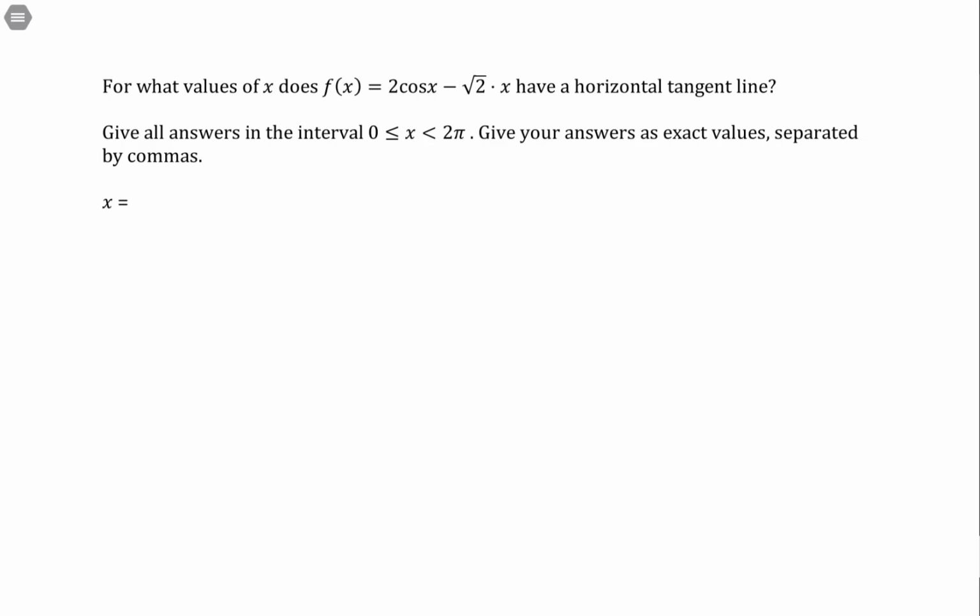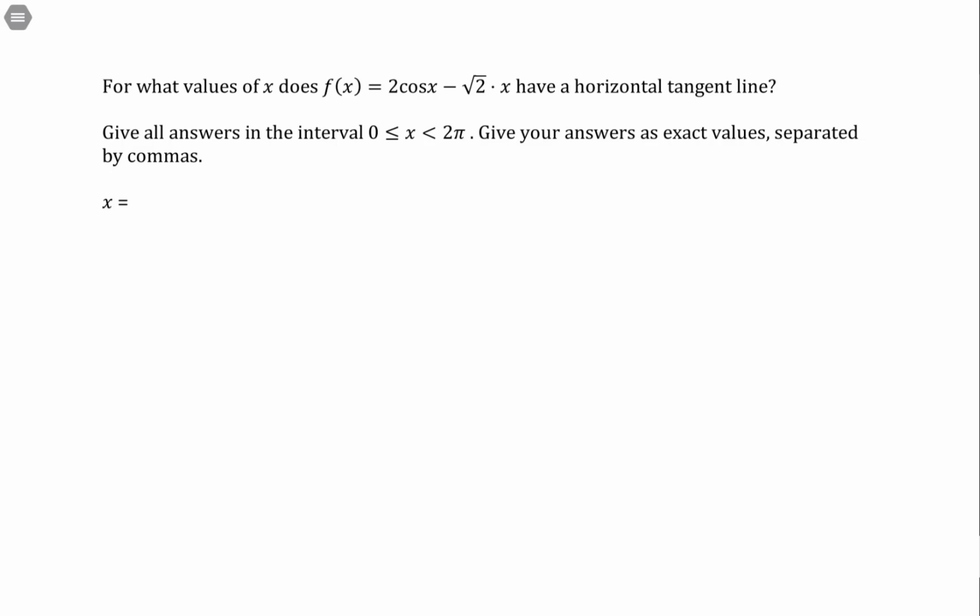For what values of x does f(x) = 2 cos x − √2 x have a horizontal tangent line? Give all answers in the interval from 0 to 2π, and give your answers as exact values separated by commas.